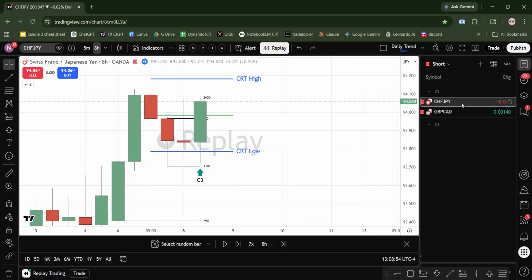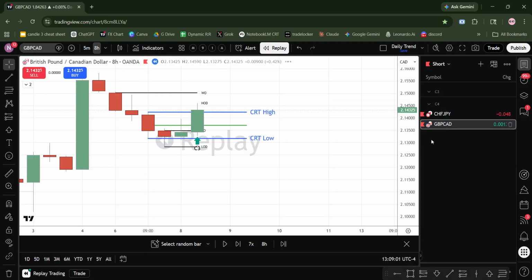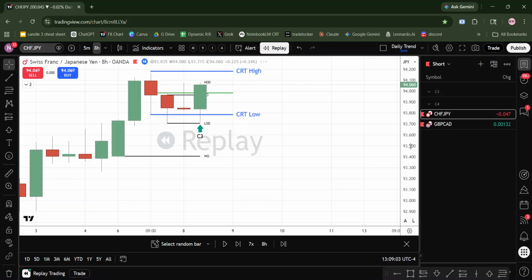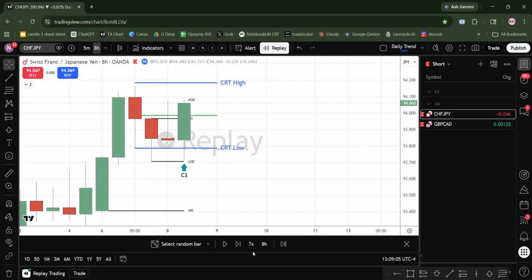So then as far as my watch list goes, for Swiss, I would be down to candle 4. And I think CAD was too. Yeah, so we have a bullish bias on both of these to the upside. We may or may not get it, but that's what I'd be going into. So then we just press the forward button.